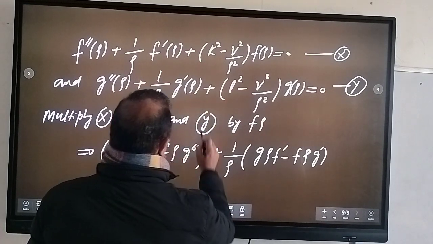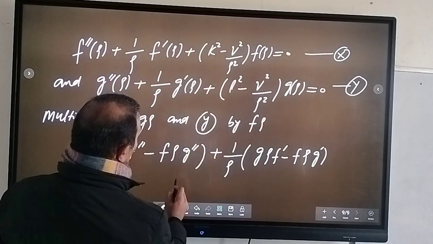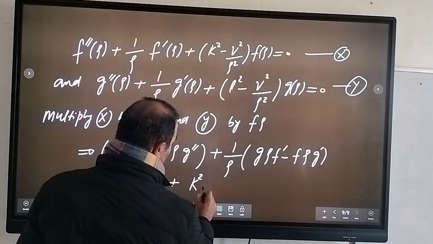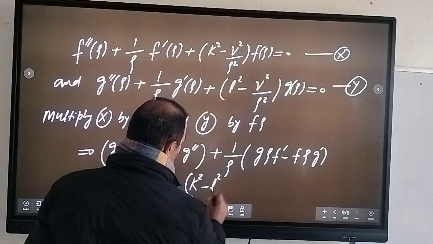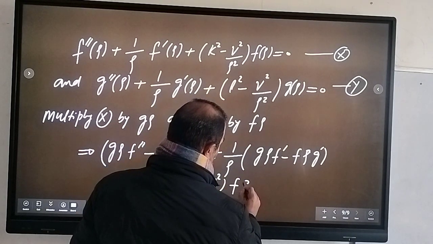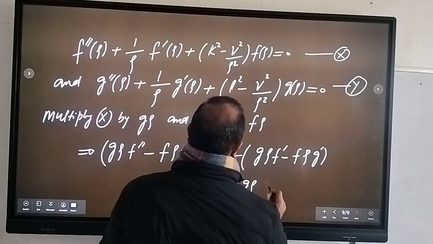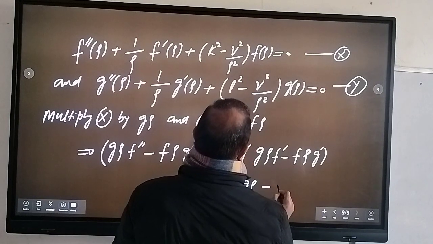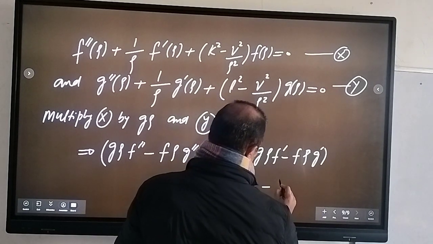and then we have this, because next will be k square minus l square into g of rho, minus v square by rho square.